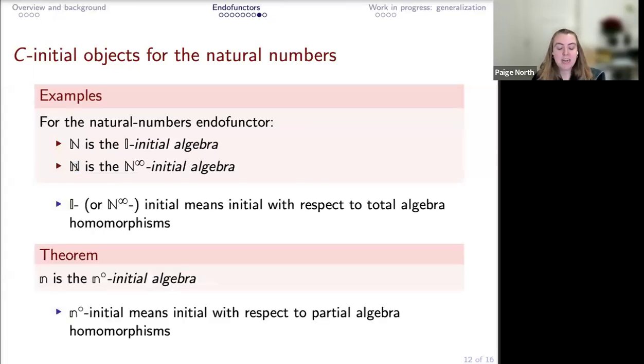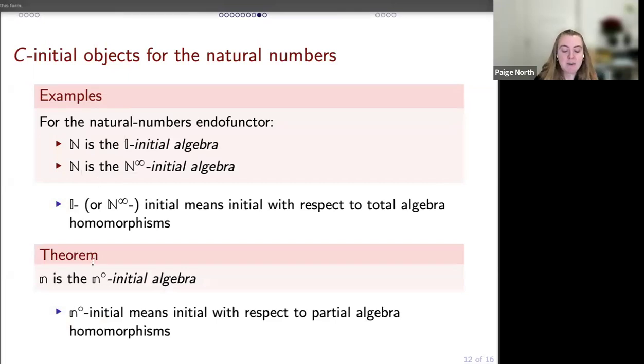Okay, but now if I plug in something more interesting, if I plug in one of these coalgebras that's just the set from 0 to n with the kind of standard coalgebra structure, I do find that this algebra, little n, is the n dual initial algebra. And I'm interpreting this mathematical statement internally as a human as saying that this guy is initial with respect to n partial algebra homomorphisms.